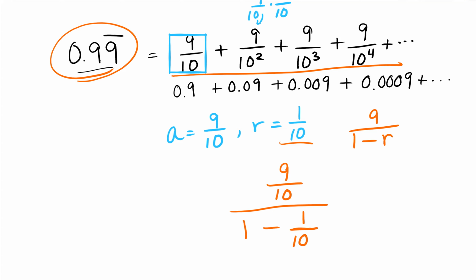So I know then that this geometric series converges to 9/10 over 1 minus 1/10. So that's 9/10 all over 9/10. What is 9/10 divided by 9/10? It's 1. People, 0.9 repeating is equal to 1. We've just proven that using a geometric series. Isn't that neat? Go show your friends.